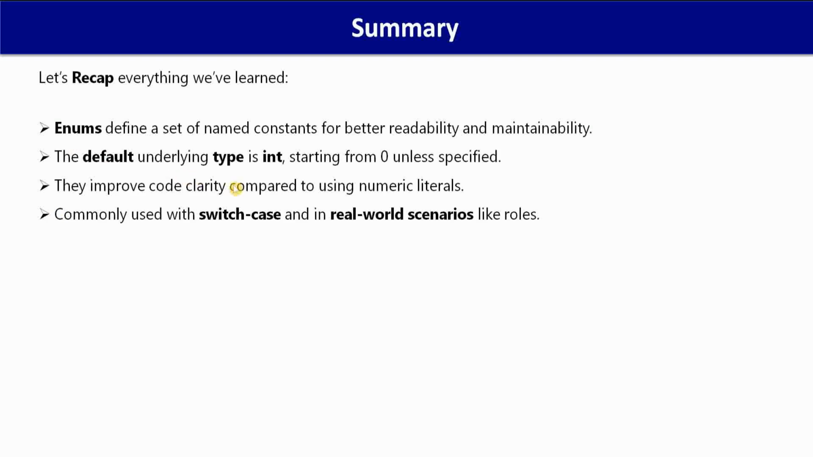The default underlying type is int starting from 0 unless specified. So by default its type is integer, meaning if we do not provide any value to that constant, then it will start from 0, and if we want to specify our own values for that constant, then we can provide those values also. They improve code clarity compared to using numeric literals. If we do not want to complicate our logic or our program, then we can create enum tables, provide all numeric values in them, and use them as many times as we want.